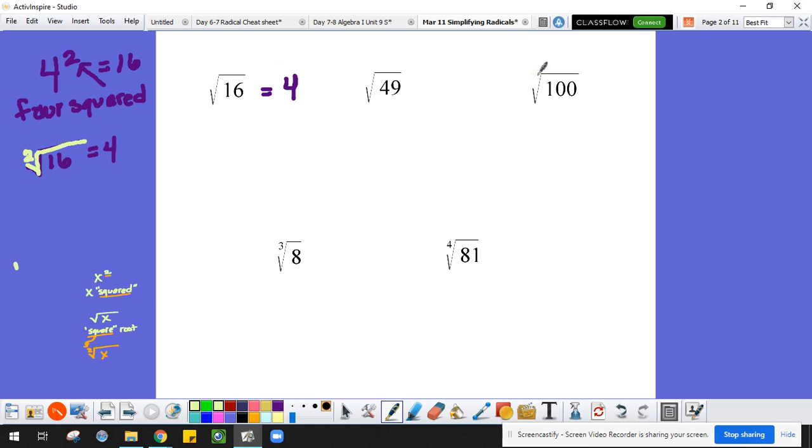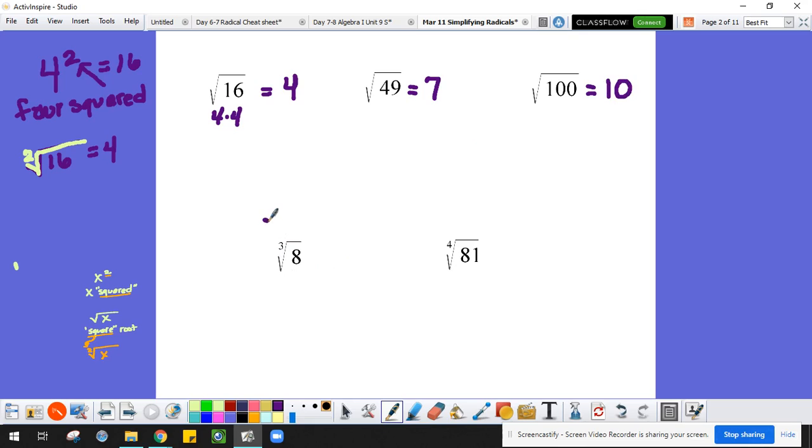So on this top row up here, this is all understood to say, what can I use 2 times to get this answer? So I can use 4 times 4 to get 16. Right here, I can use 7 times 7 to get 49. So the square root of 49 is 7. And I can use 10 twice. 10 times 10 is 100. So the square root of 100 is 10.